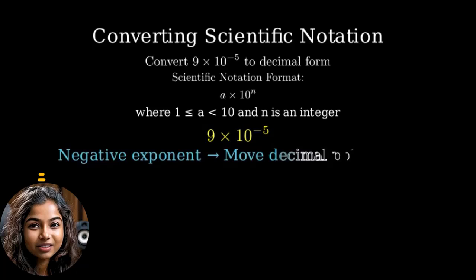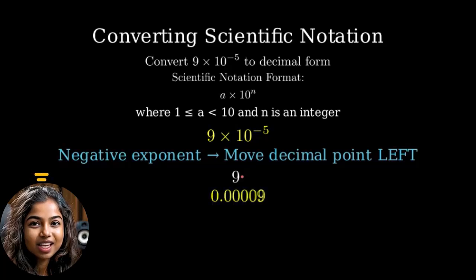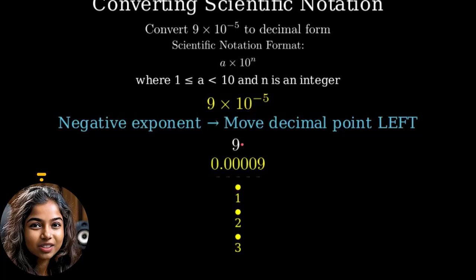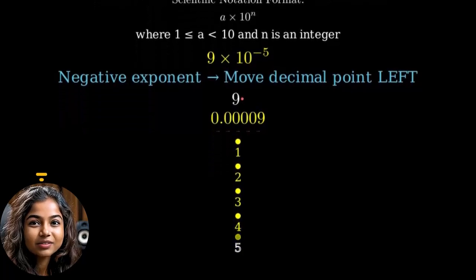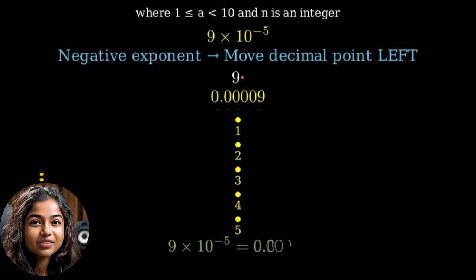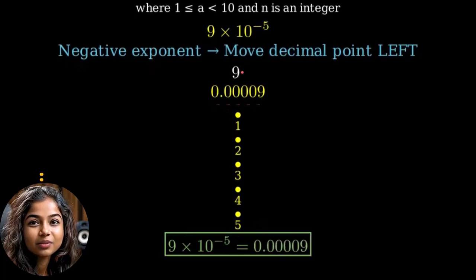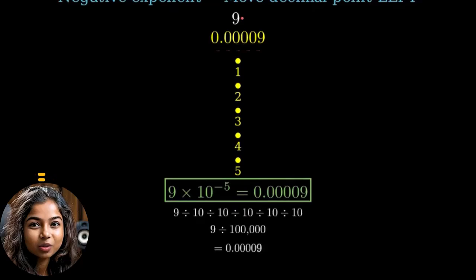The negative exponent tells us we need to move the decimal point 5 places to the left. Let's start with 9 and add a decimal point. Since we need to move 5 places left, we'll need to add 4 zeros after the decimal point. Let's count the decimal places to make sure we moved 5 places to the left. 1, 2, 3, 4, 5. Perfect. Therefore, 9 times 10 to the negative 5 is equal to 0.00009 in decimal form.